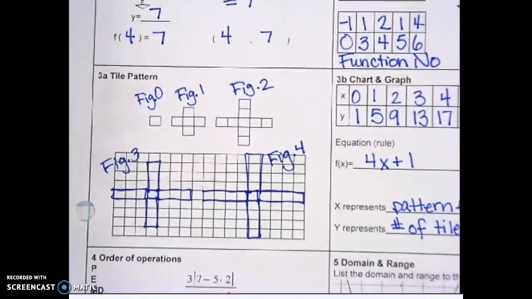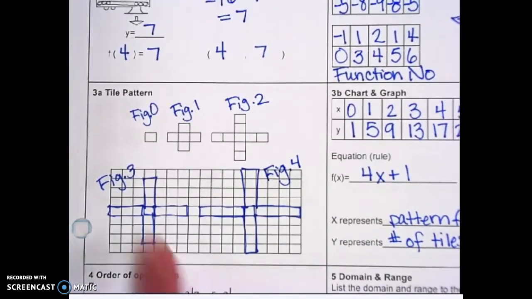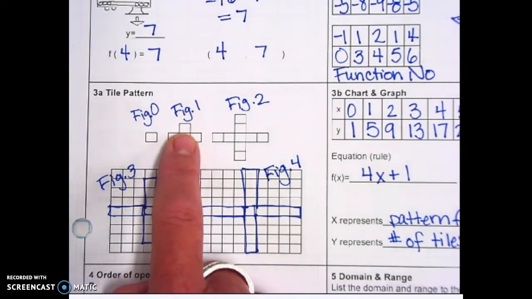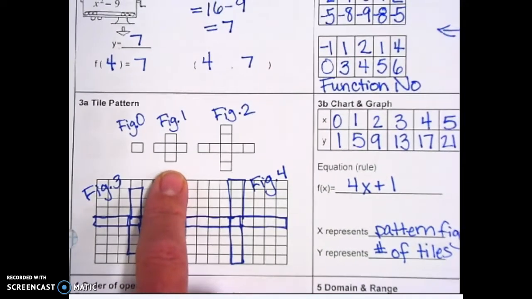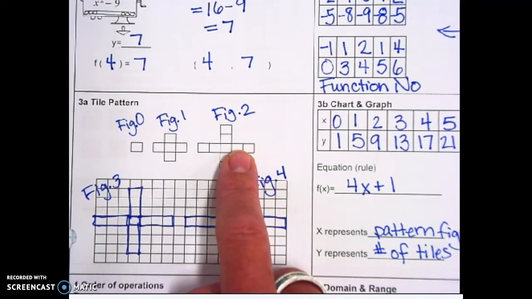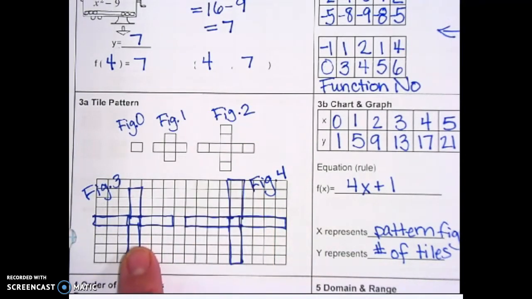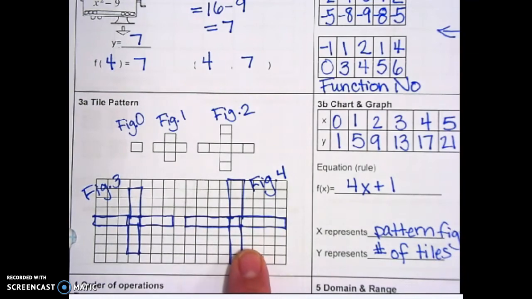In box number 3A, there's a tile pattern. In figure 0, there's just 1. In figure 1, there are 5 tiles. In figure 2, there are 9 tiles. So you need to draw the third figure and the fourth figure.